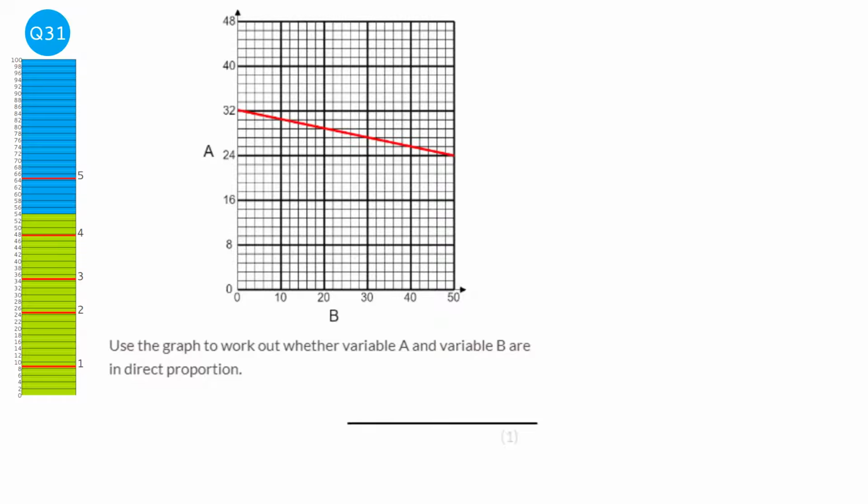There are 2 rules for things to be in direct proportion. The first rule is you must have a straight line, which we do on this question. The second rule is it must go through the origin. So we're looking for a line like this or like that, somewhere in that region there. Now, this red line does not go through the origin, so A and B cannot be in direct proportion.